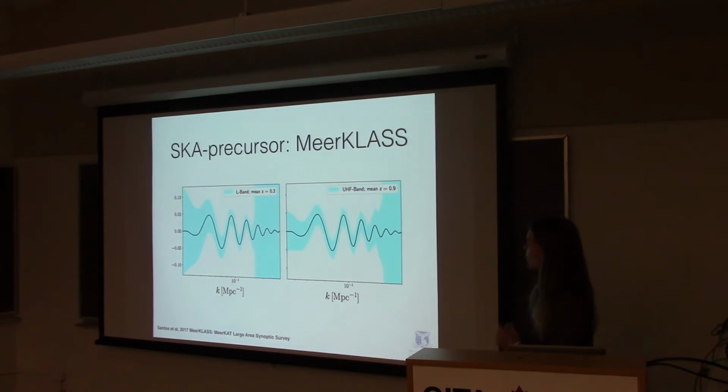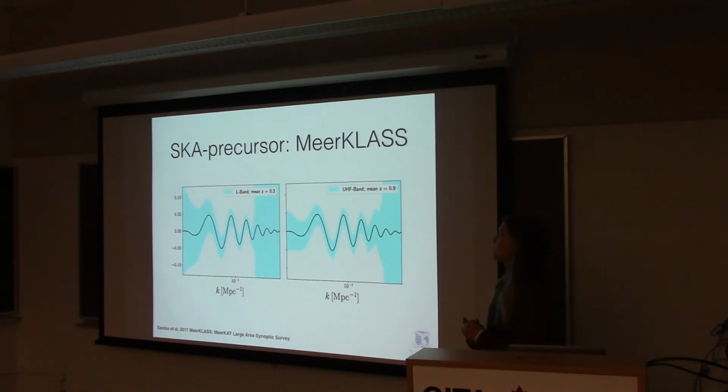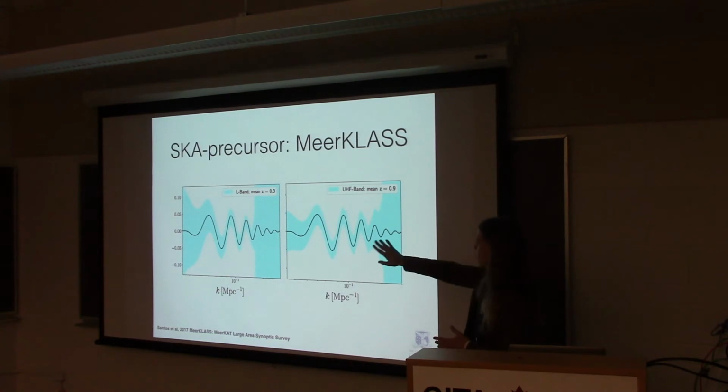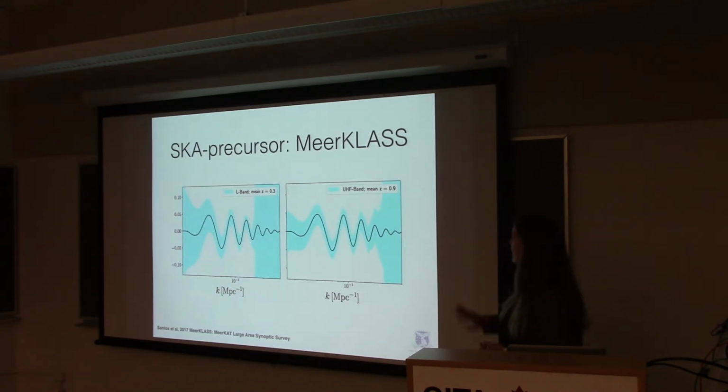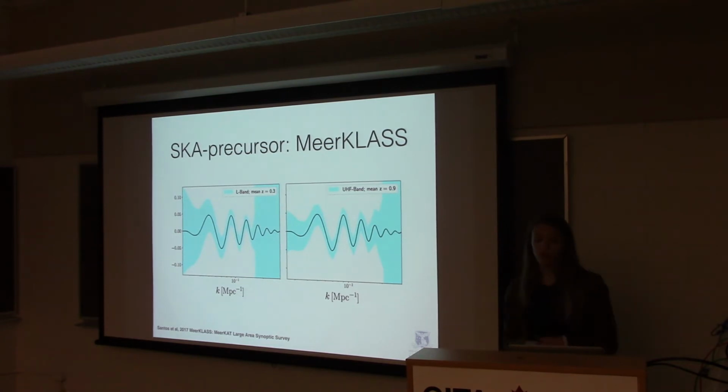And this is one forecast for intensity mapping, how intensity mapping using MeerKAT can constrain the BAO wiggles for the different bands. This is the L band with a median redshift of 0.3, and this is L band with redshift 0.9, where you can see that you can get really nice constraints there.